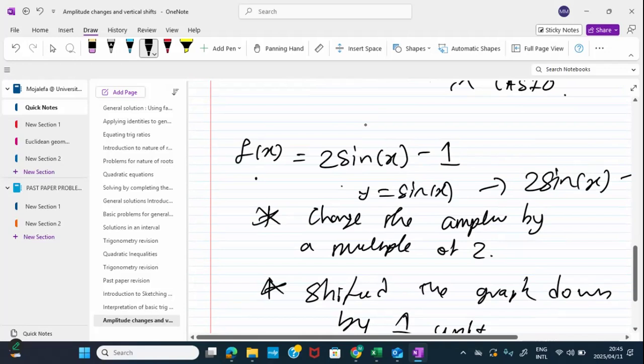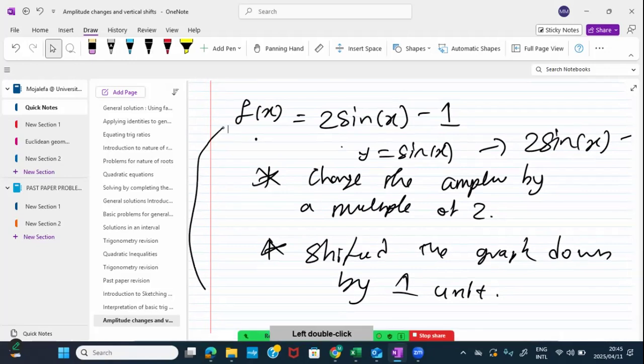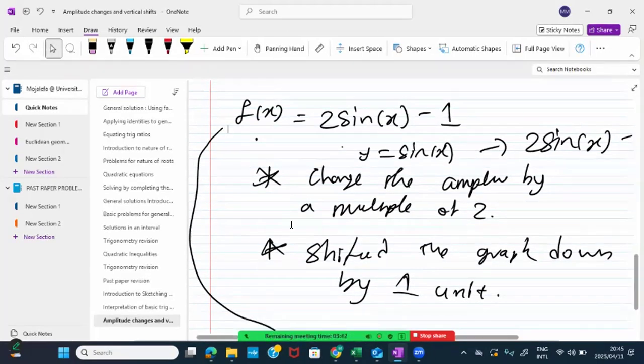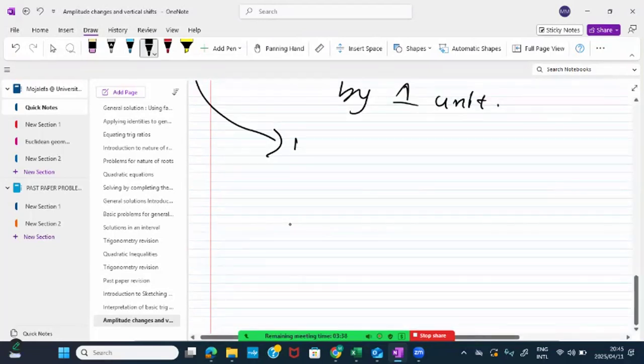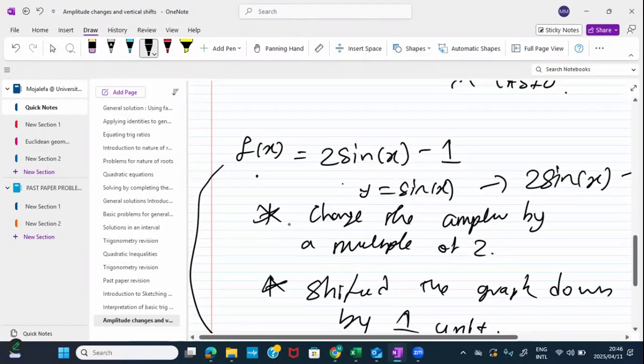So let's first try to figure out the minimum and the maximum values. I think that's gonna help you to sketch this. If we just figure out the maximum and the minimum, then you will be fine. What do you guys think the maximum is of this function? What is the maximum?